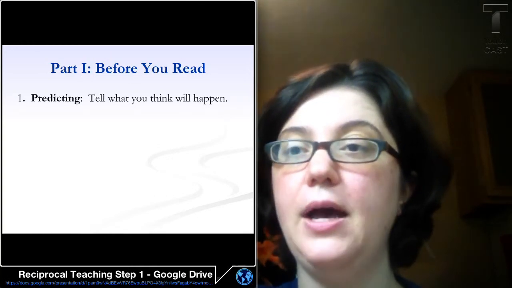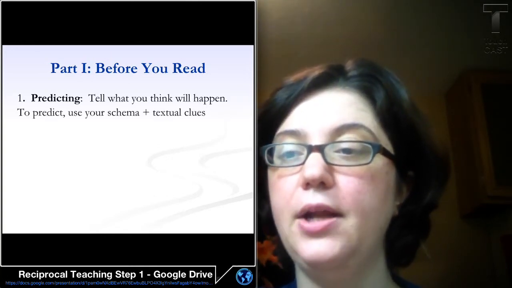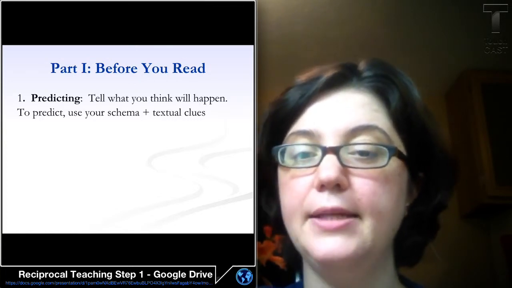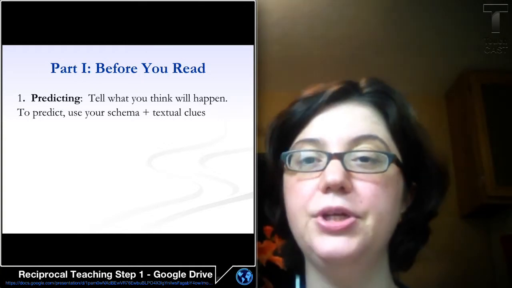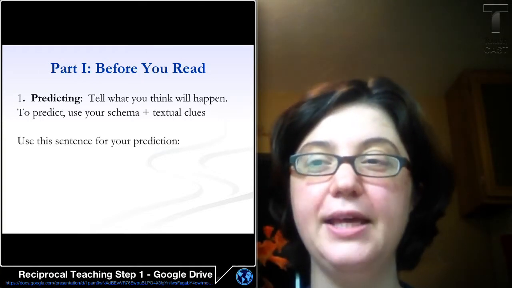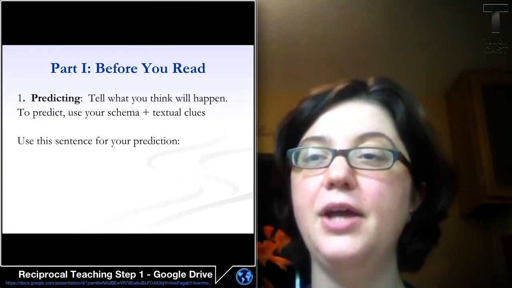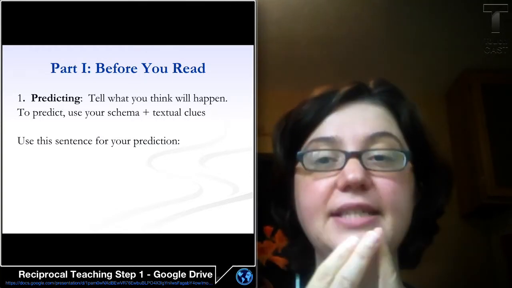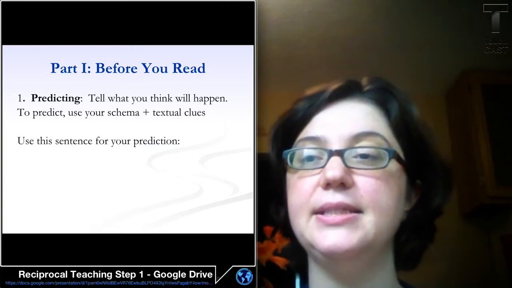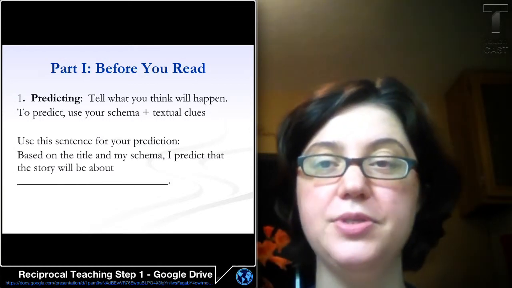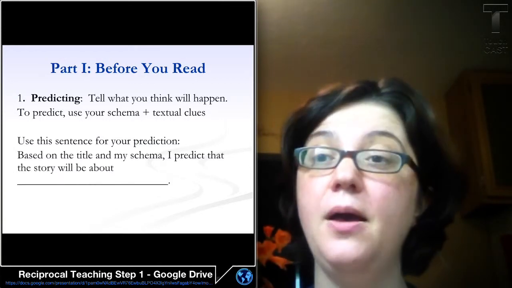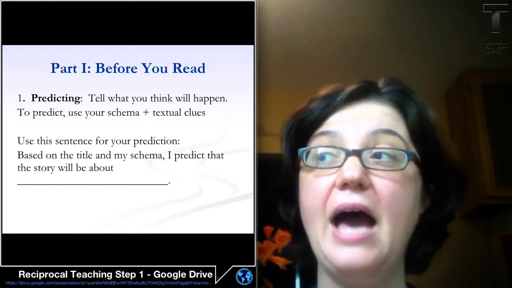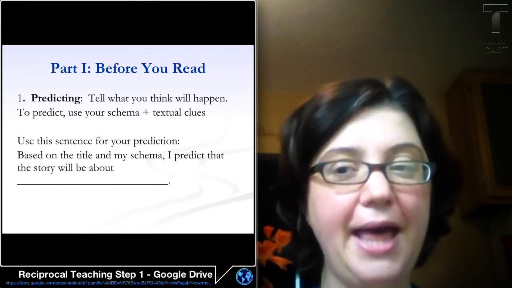Okay, so let's actually look at what our predicting statement will look like, and we'll take a look at our official thing that we're going to write down. You use it to predict, remember you're going to use your schema, which is your prior knowledge, and textual clues. Here's our sentence that we will always use when we do step 1 of reciprocal teaching. You will always write, based on the title and my schema, I predict the story will be about blank.